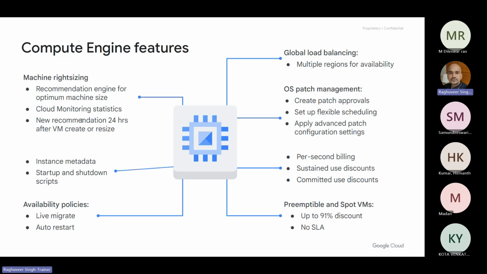You get that recommendation. You get the monitoring statistics. Some basic monitoring data is also available, and recommendations basically come every 24 hours after the virtual machine is created. You also get instance metadata, which is some basic information. You also have startup or shutdown scripts available from Google Cloud. When it comes to the policies, you have live migrate and auto restart policies available. It supports load balancing also. So you can use load balancers to load balance the traffic coming to your virtual machines.